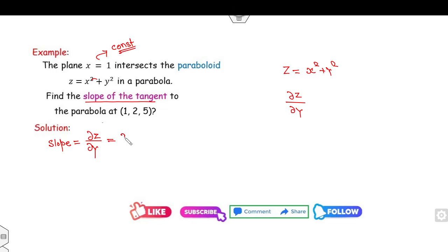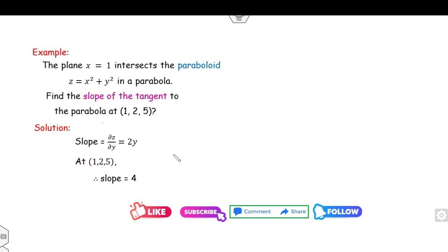Can you find the derivative of this? It is my 2y. So at the point 1, 2, 5, what is the value of the slope? Del z upon del y is 4, the right answer. This is the first method. There is one more method. Second method is, because we have to find the intersecting curve, I can substitute the value of x at the given point. This is 1 square plus y square, that is 1 plus y square.